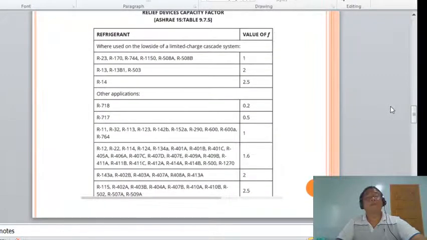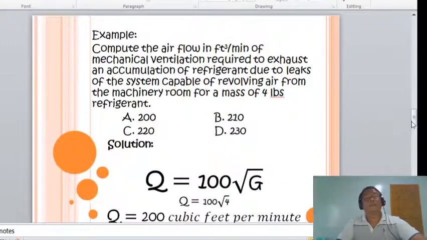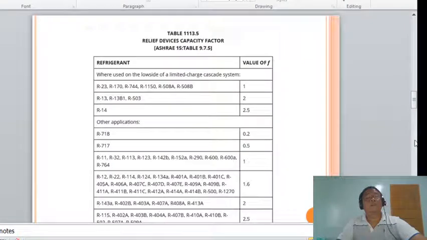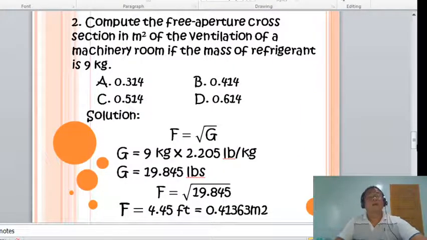So another. Number 2, compute the free aperture cross-section in square meters of the ventilation of a machinery room if the mass of refrigerant is 9 kilograms. Okay, so we have here options A, B, C, and D. Again, for G equal to 9 kilograms, at 2.205 pounds per kilogram, that is 19.845 pounds. F is equal to the square root of G, so the square root of 19.845. Therefore, F is equal to 4.45 square feet, which is equal to 0.41363 square meter.